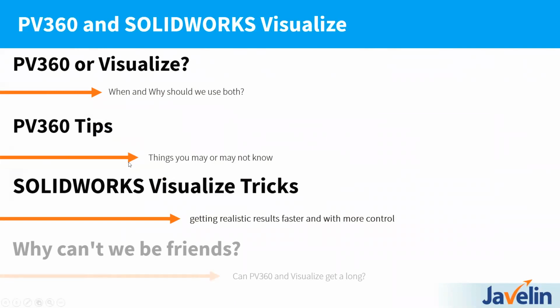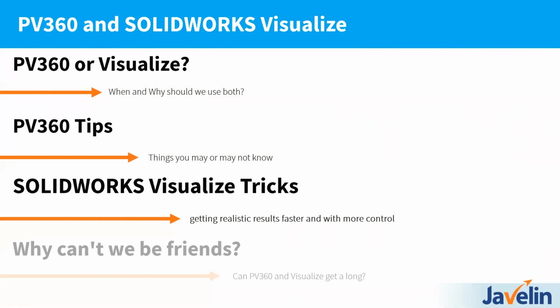So where PhotoView 360 is for that iterative design, and it can get you quick results directly inside of SOLIDWORKS, Visualize can give you quick results in the standalone program, and generally it's going to get you more realistic results than you're going to necessarily get with PhotoView 360. So generally your end use parts and marketing material, you're going to want to do it in Visualize. It is a very easy interface to navigate if you've never used it before.